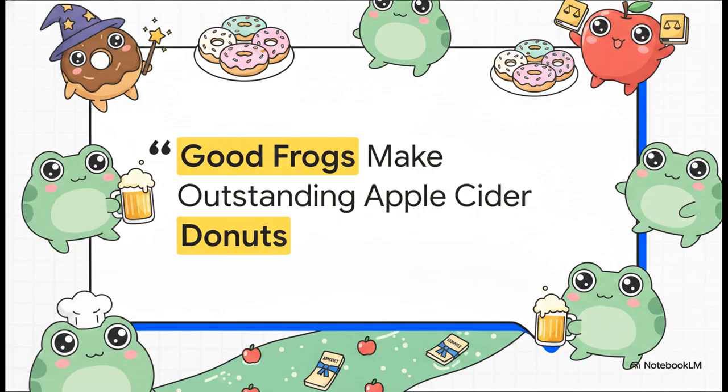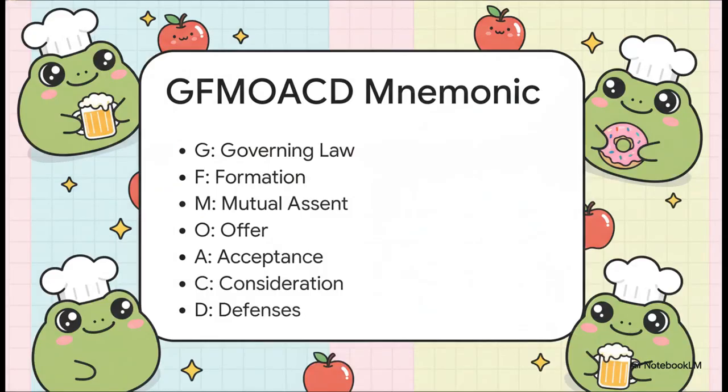You know what memory experts say, right? The weirder the image, the better it sticks. So let's break down what that farmyard baking imagery actually stands for. G is governing law, F is formation, M is mutual assent, O is offer, A is acceptance, C is consideration, and D is defenses. The big takeaway here, if you don't have all of these good frogs elements, specifically things like an offer, a valid acceptance, and consideration, well, you don't even have a basic contract to defend in the first place.